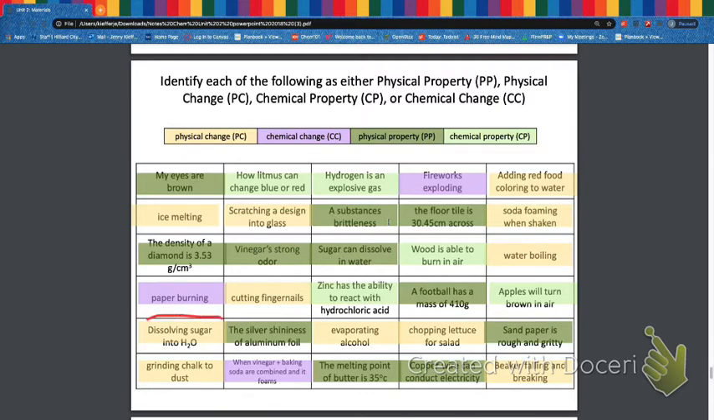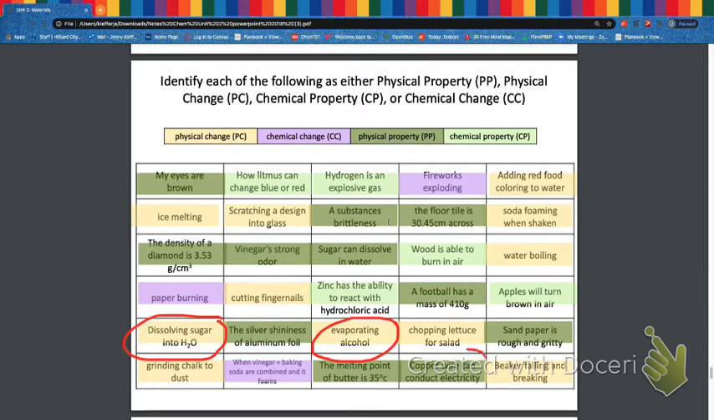is this one, dissolving. Okay, it seems like it might be a chemical change, but it's not. It's actually a physical change. Evaporating, that's a physical change, right?